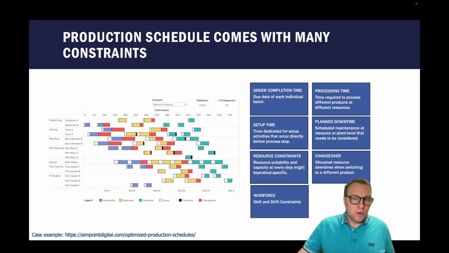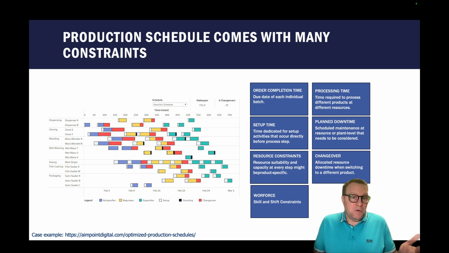And if you look at the topics we have here, you have a lot of constraints to solve this optimization challenge. So for example, one of the biggest things, or an input, is the order completion time. So when do you have to deliver your product? Then you have something like a setup time. So how long do you need really to set up your resources so that they are production ready? You have some resource constraints, some resources can only fulfill certain capacities, some resources cannot deliver all products.